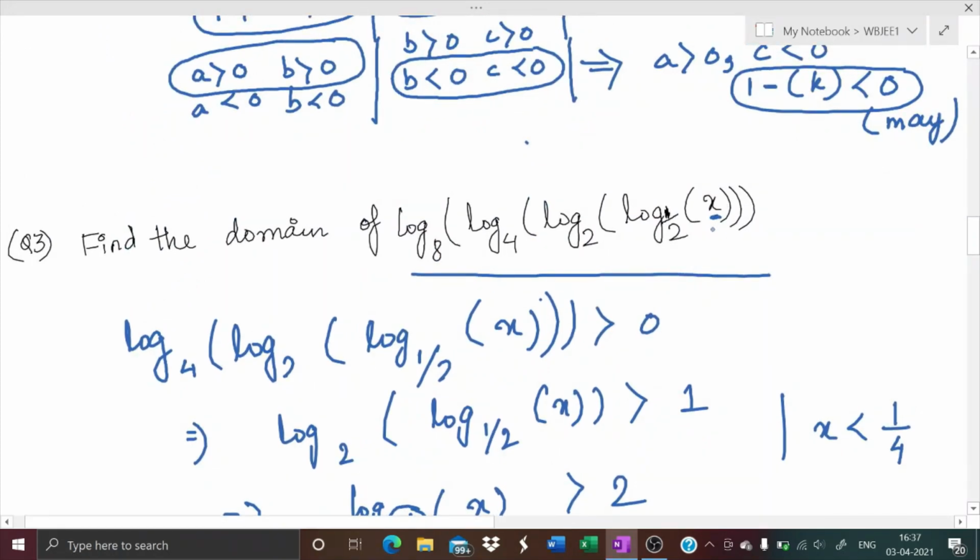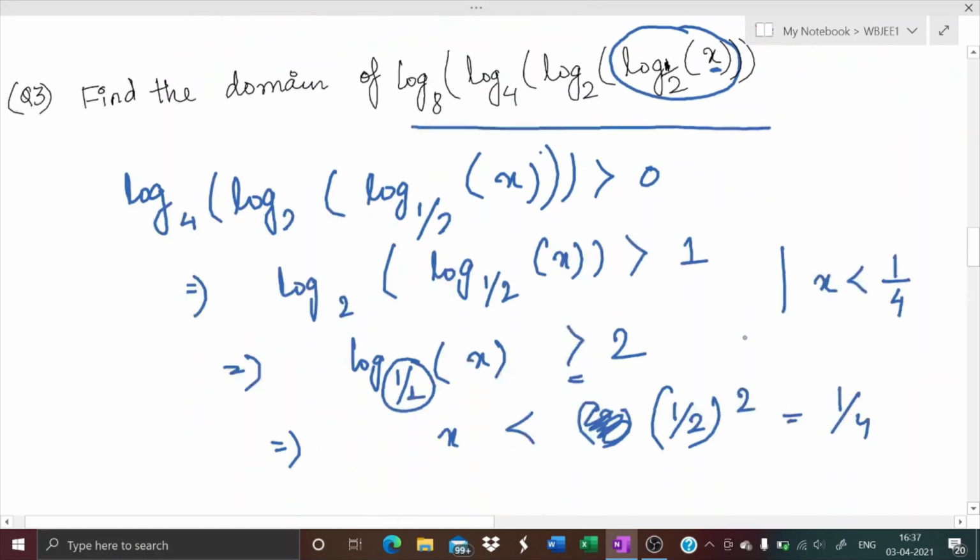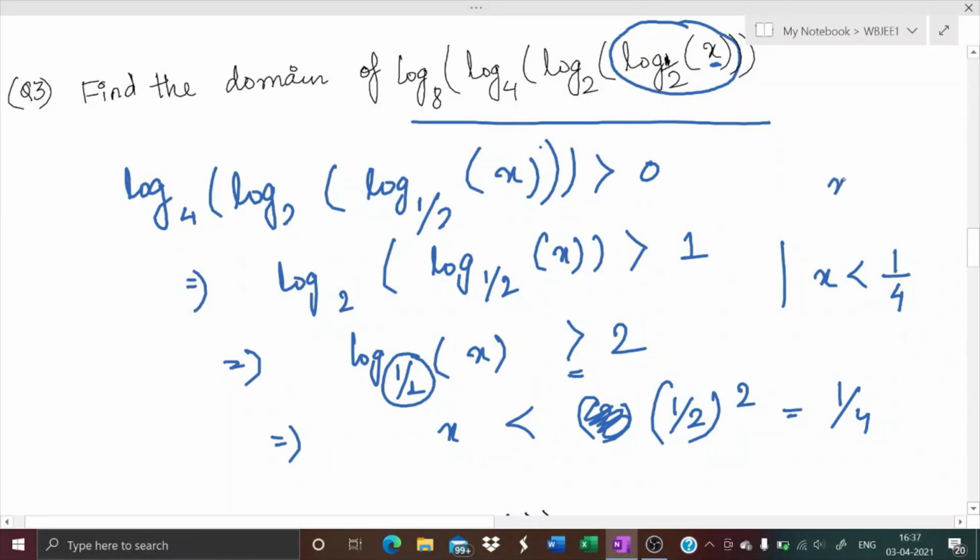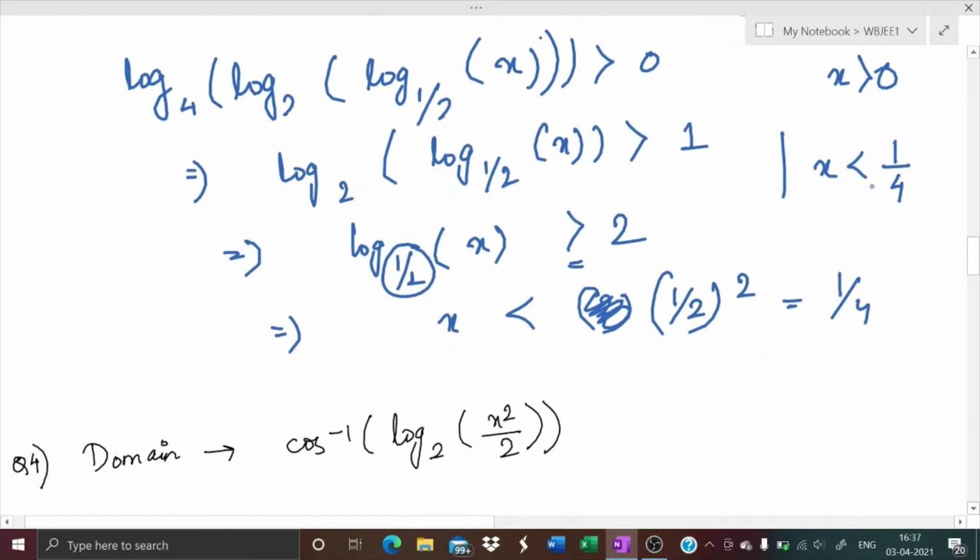value of x cannot be less than 0, because this is also inside a log, that is log x plus half. So another condition from here would be x is greater than 0. So x is greater than 0 and x is less than 1 by 4. So x belongs to (0, 1/4).